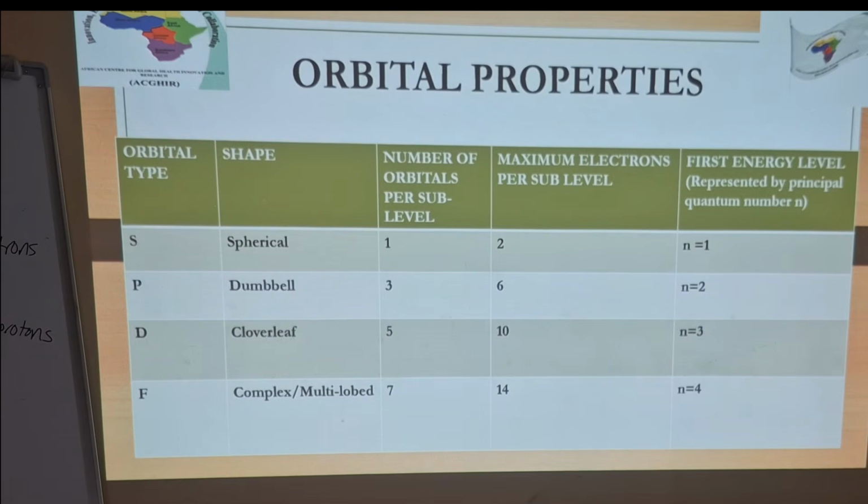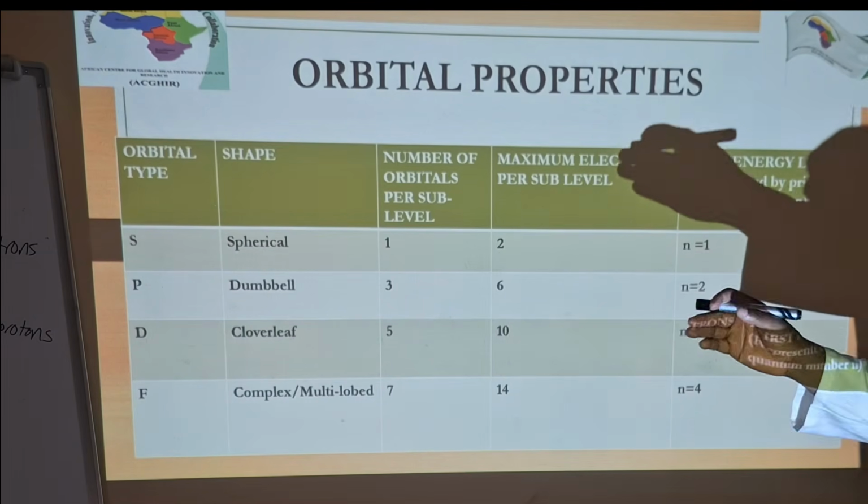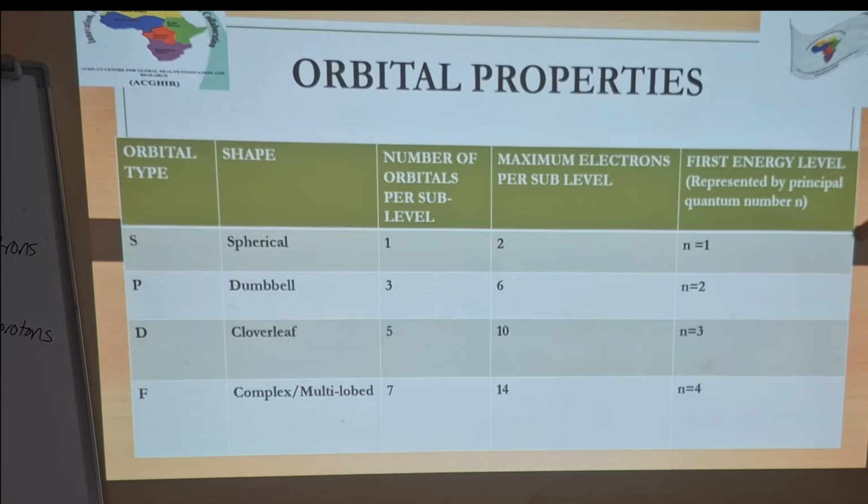We have got different shapes for these orbitals. S orbitals are spherical in shape. P orbitals are dumbbell shaped. D orbitals are cloverleaf shaped. And F orbitals are complex or multi-lobed in shape.